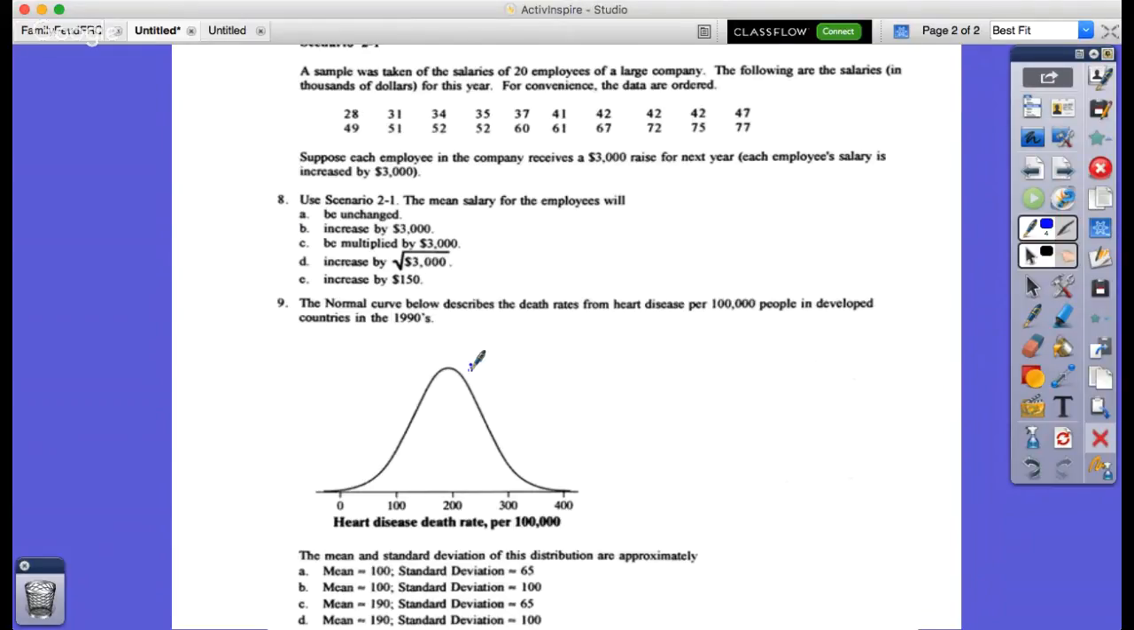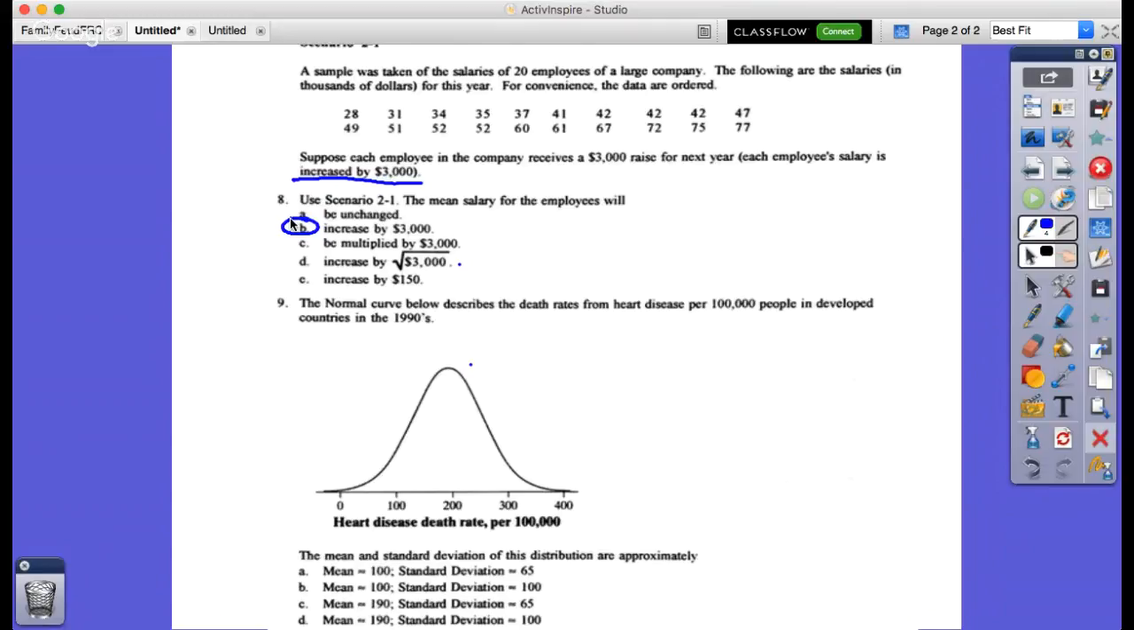Suppose each employee in the company receives a $3,000 raise for next year. I love these ones. And actually, I don't even think we need the numbers, but I could be off on that. It says if each one had an increase of $3,000, the mean salary for the employees will be what? Increase by $3,000. Yep, because remember our hands, right? When we move that, add or subtract, that will change that 3,000. So I would say we'd increase it by 3,000.